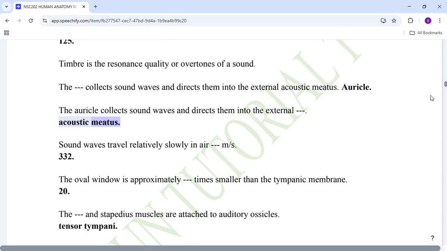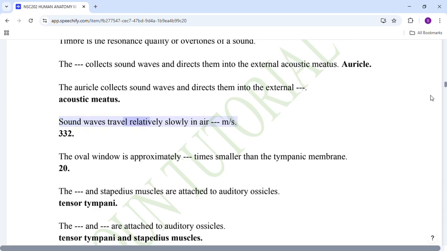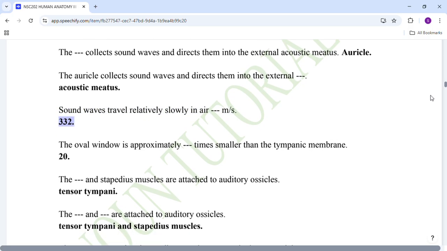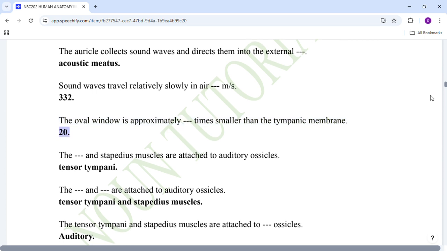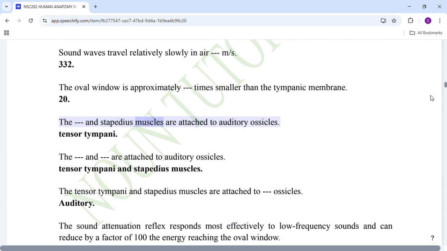Sound waves travel relatively slowly in air, 332 m/s. The oval window is approximately 20 times smaller than the tympanic membrane.